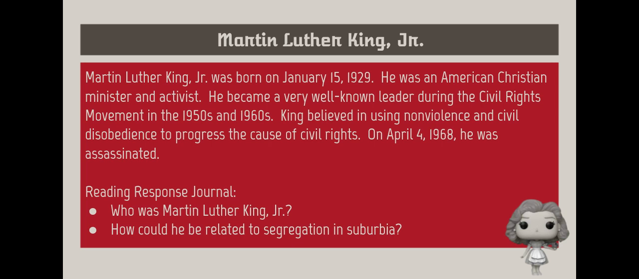The questions that you will be answering are, who was Martin Luther King Jr., and how could he be related to segregation in Suburbia? As you answer these questions, I want you to think about the following. What was Martin Luther King Jr.'s goal in relation to housing? How does this differ from what you read about in the previous lesson? You will have 5 minutes to complete this activity.